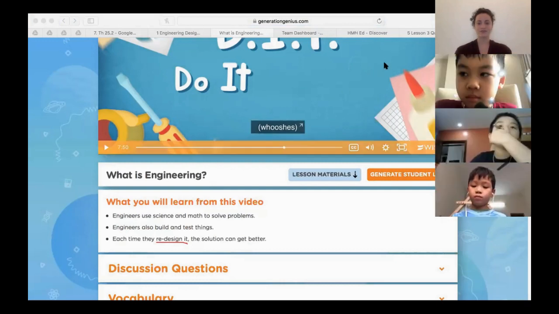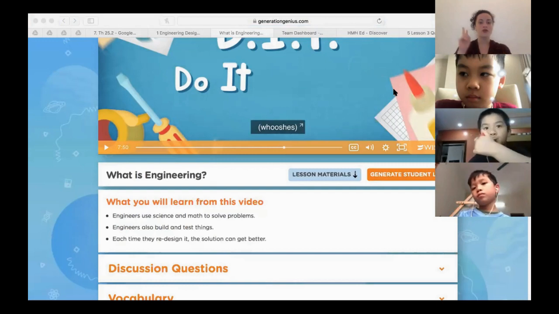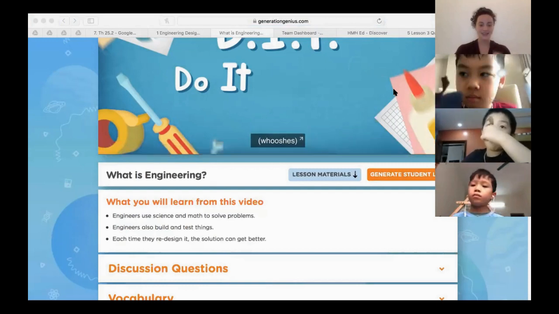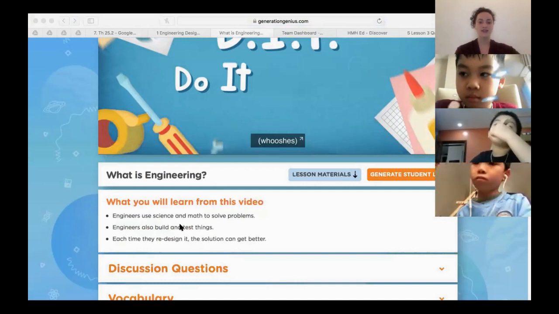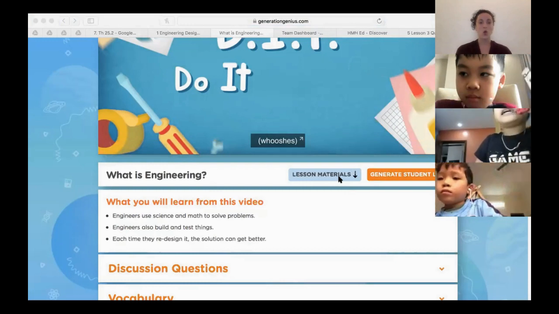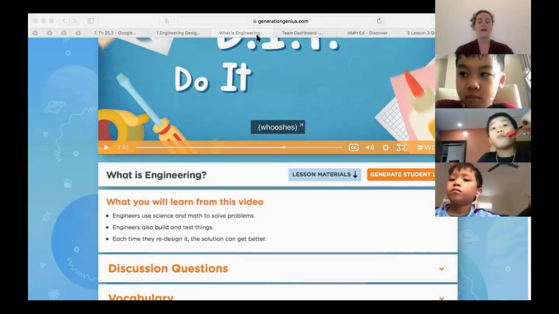Redesign means we design it again. Exactly. Redraw, regroup, rewrite, redesign. Design it again so the solution to the problem can get even better, like the better bridge or the better light bulb.